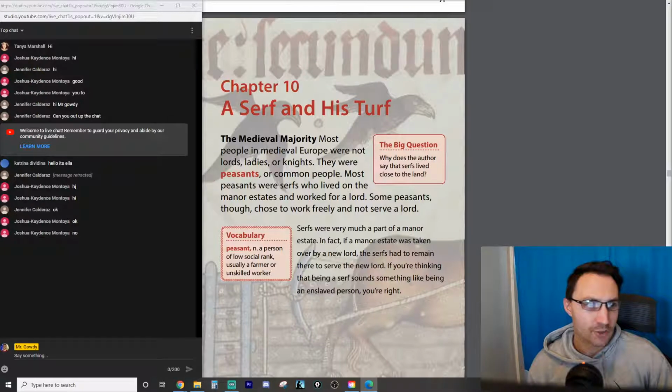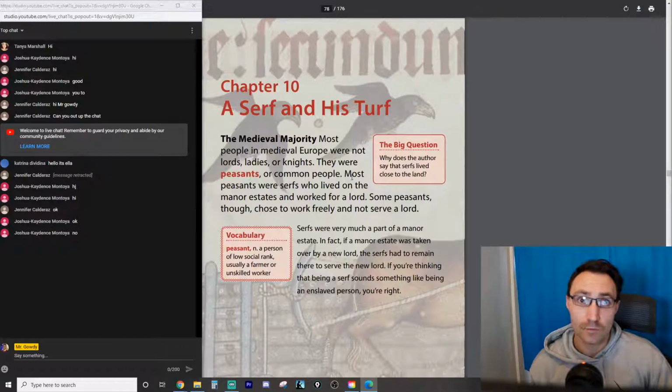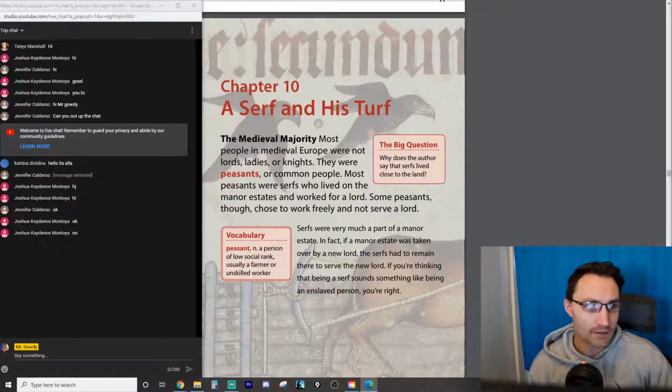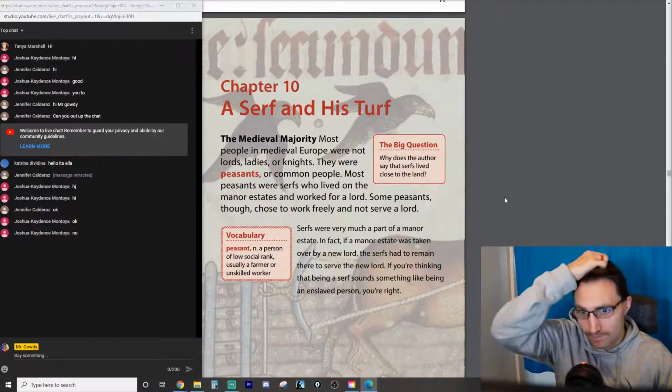So during this chapter, you'll be able to explain the place of serfs in the social structure of the Middle Ages, right? Within the feudal system. We learned that in chapter 6. And we'll be able to describe the life of a serf. And then, as always, understanding the meaning of the core vocabulary words for the chapter.